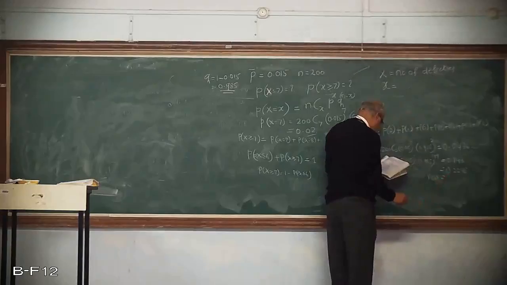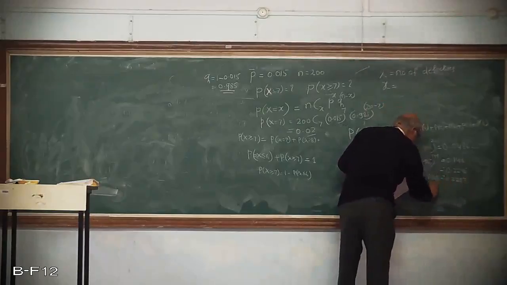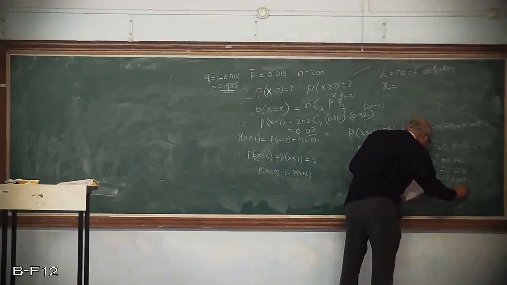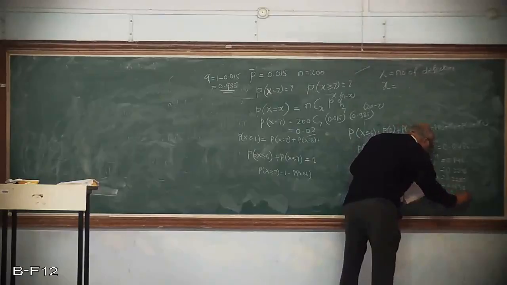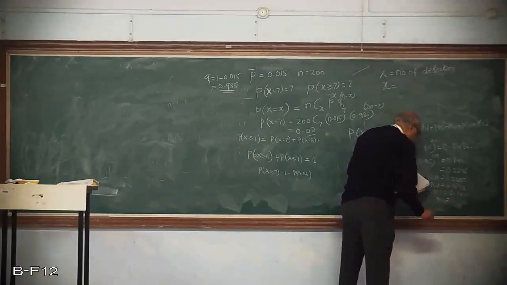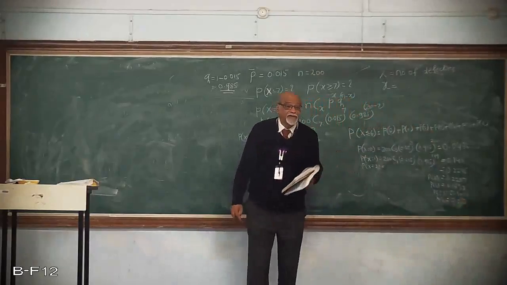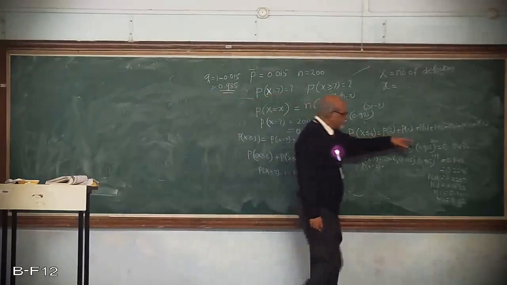Similarly, P of 3 is going to be 0.010. P of 6 is 0.05. Is it understood? So just try to observe over here. Now the probability, what is happening?